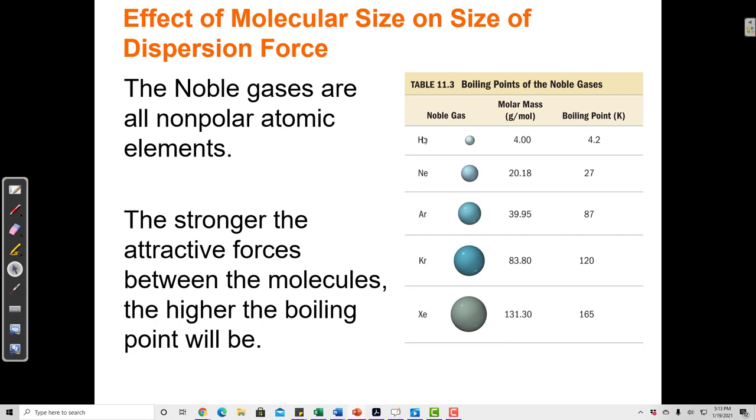So there's a huge difference. These are all noble gases, which means that none of them are very sticky, but as they get bigger and they become more polarizable, then their boiling points go up because they get stickier and stickier, because the forces between the particles get bigger.